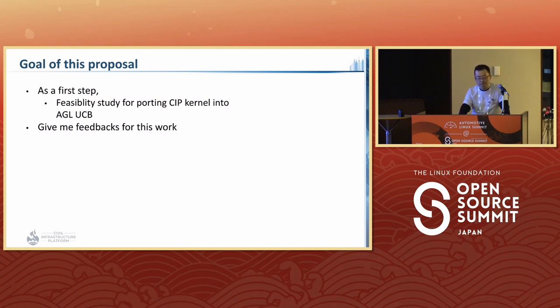As a first step, I did a feasibility study of porting the CIP kernel into AGL UCB. I would also like to show the details of how to integrate it. Feedback on this activity would be much appreciated, if possible.